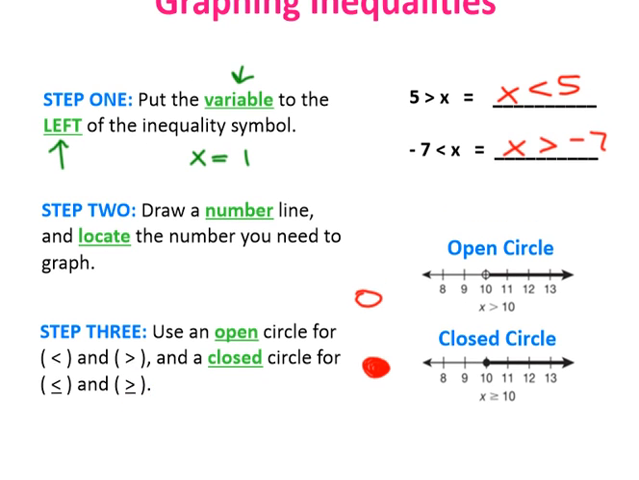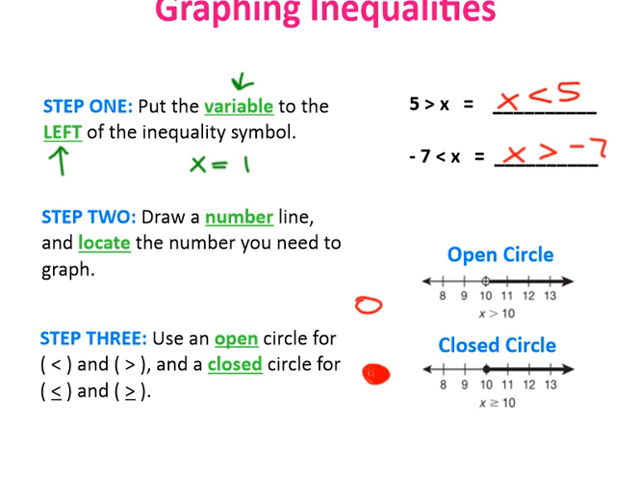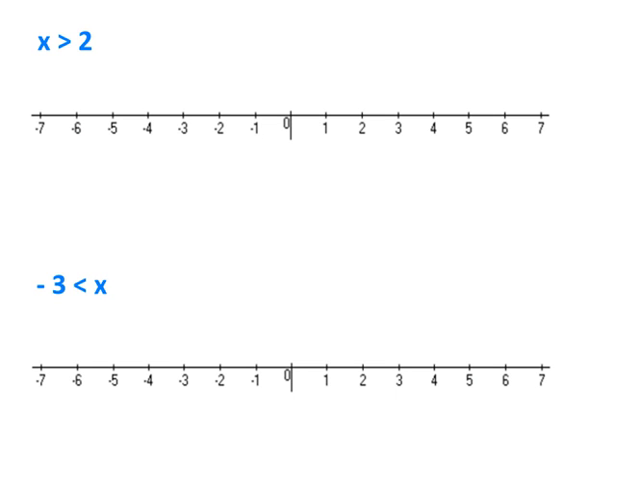Now, I'm going to show you what all that means. It's much easier to show you than to explain it, but I do need you to go ahead and write down the steps. So let's go ahead and get started. Okay, so here we have x is greater than 2. Step 1 is the variable on the left? Yes. Okay, check mark. We're good there.